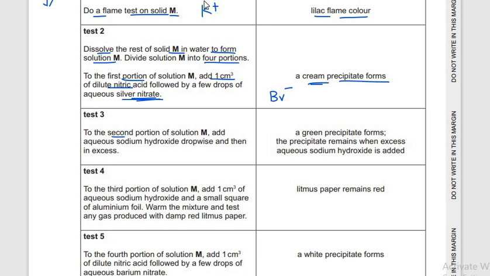Okay, to the second portion solution M, add aqueous sodium hydroxide dropwise and then in excess, and here is a green precipitate which remains in excess NaOH. That shows that it doesn't dissolve. It does not dissolve with green precipitate. That shows that it has Fe2+, that is ferrous ions. That also you can compare in the cation anion test.